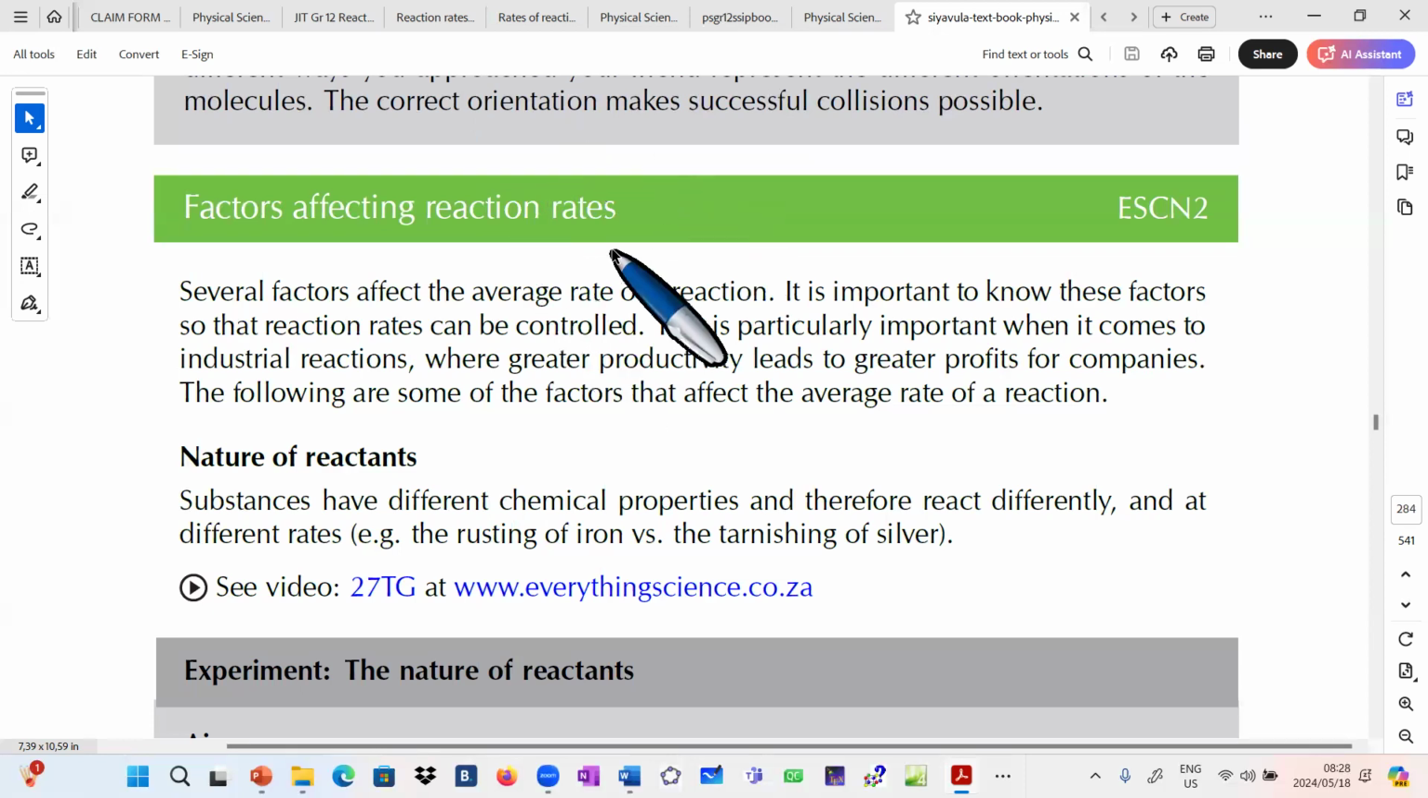The factors affecting reaction rates. Several factors affect the average rate of reaction. It is important to know these factors so that reaction rates can be controlled. This is particularly important when it comes to individual reactions.